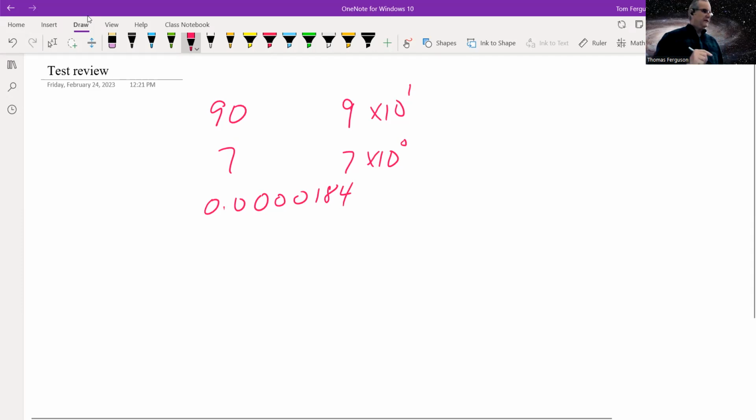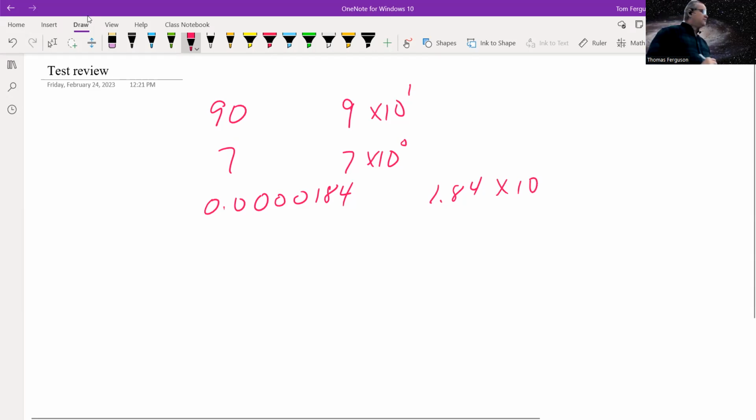Okay, so how many sig figs is that? 3. Beginning zeros never count. Zeros in the middle always count. Zeros at the end count if there's a decimal place, and there is a decimal place there. So we know how many zeros at the end. It counts. So our new scientific notation number has to have 3 sig figs.